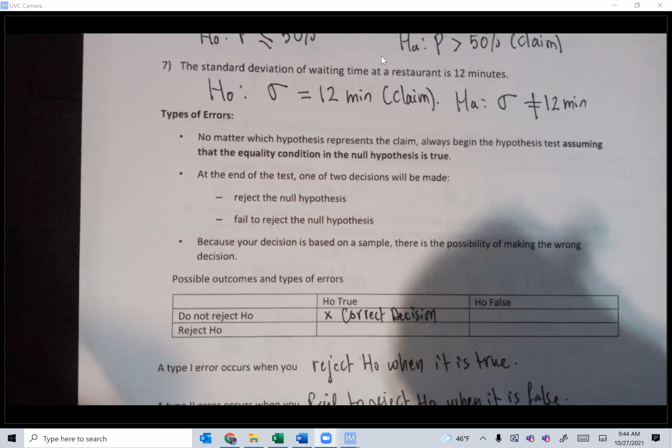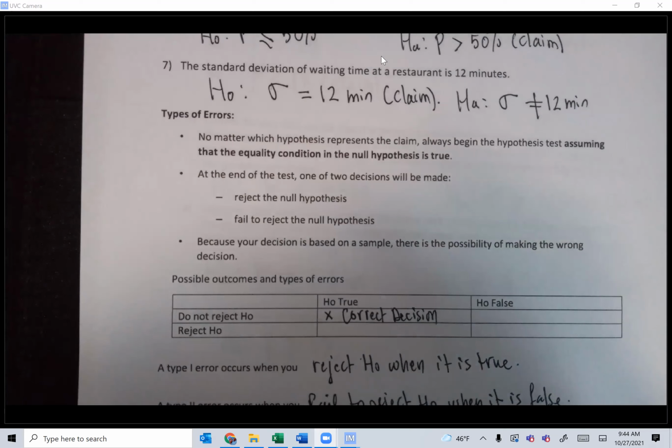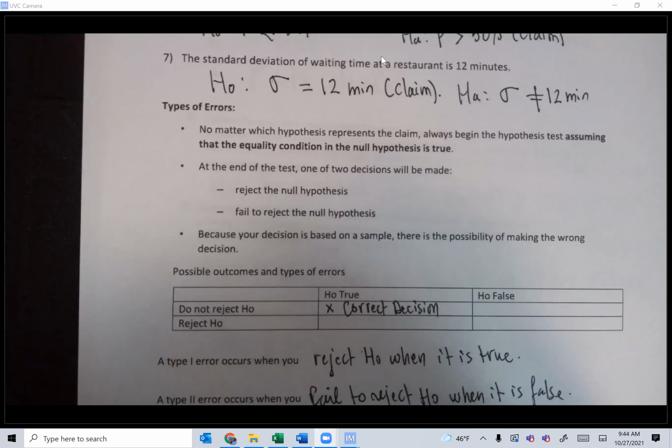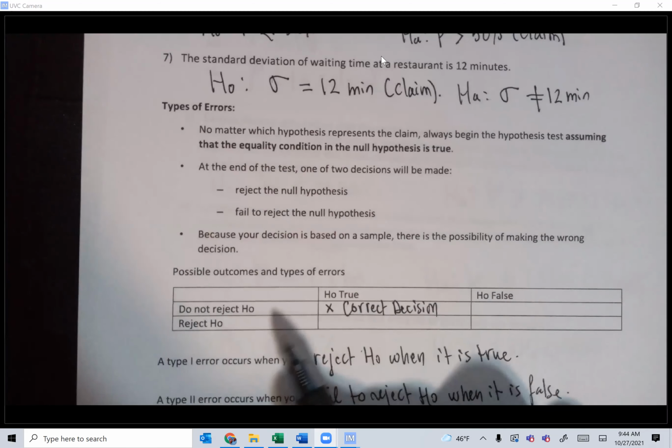That's what we hope for in statistics, that we make the correct decision. But there is a chance, guys, that based on the sample you end up making wrong decisions without knowing. Now, H0 is true, but you reject it.